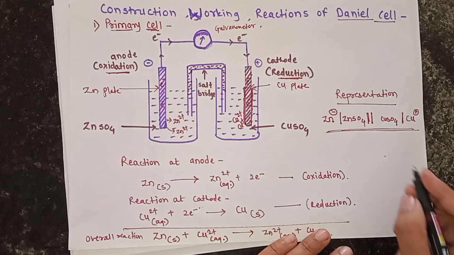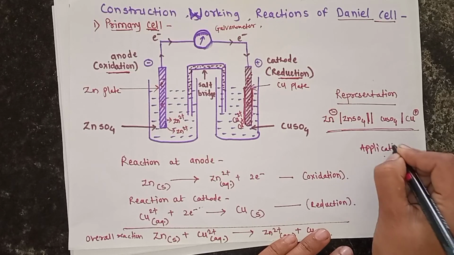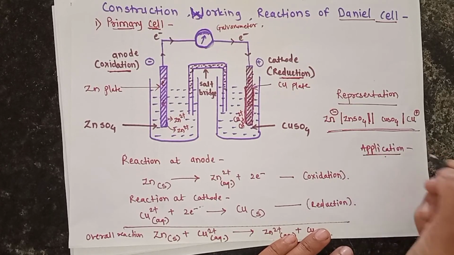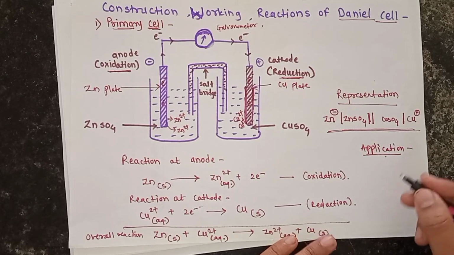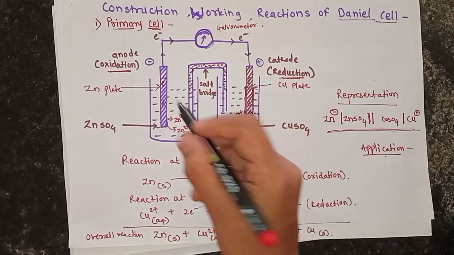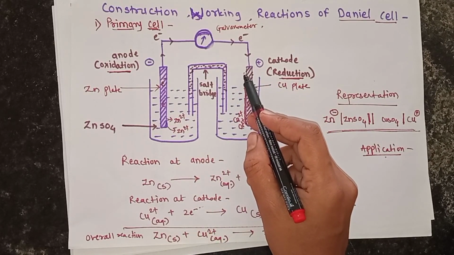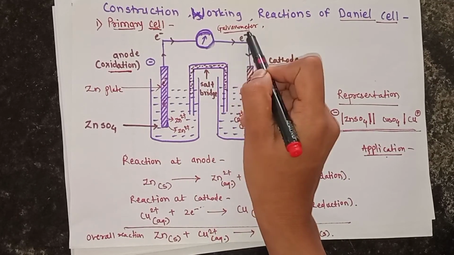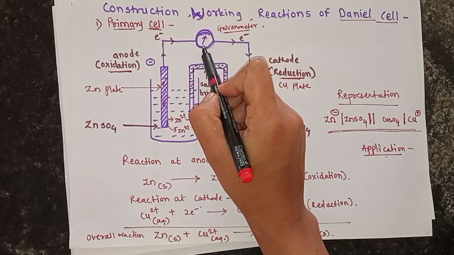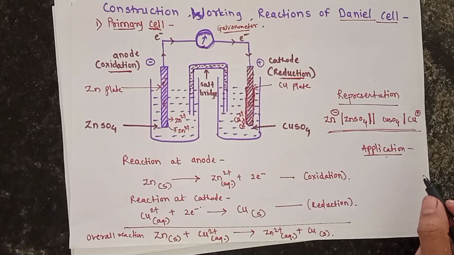Lastly, we see the applications of the Daniell cell. The Daniell cell is generally used for generation of electrical energy, or generation of electricity. In the Daniell cell, when electrical energy is generated, a deflection is seen in the galvanometer. Okay, so this is the construction, working, reactions, representation and applications of the Daniell cell.